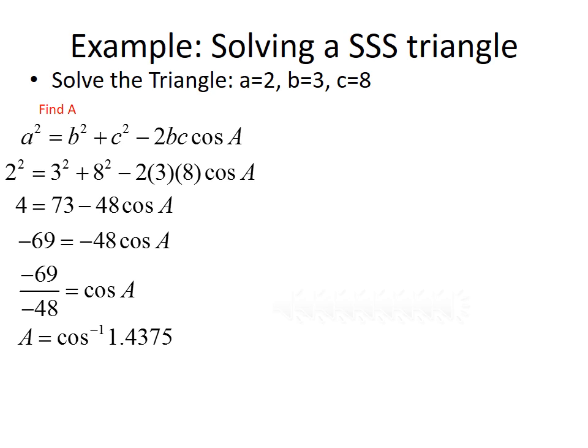69 divided by 48 gives us 1.4375. And so to find A, we take the inverse cosine of both sides. So A equals the inverse cosine of 1.4375. And if we put that in our calculator, we're going to get an input error, and so this has no solution. And this is because the cosine function only goes from negative 1 to positive 1. So if you try to take the inverse cosine of something bigger than 1, or the inverse cosine of something less than negative 1, it doesn't exist. So there are no triangles that satisfy these criteria.